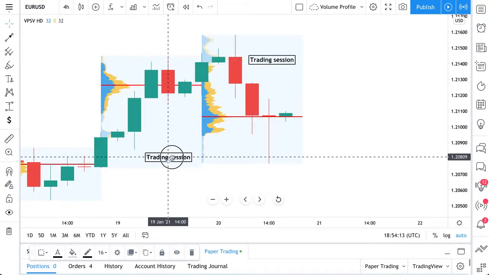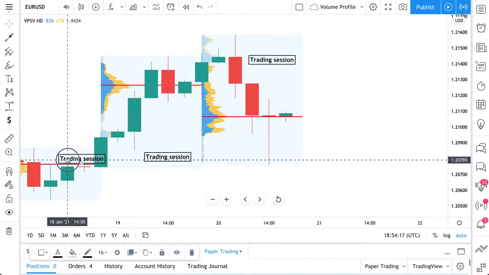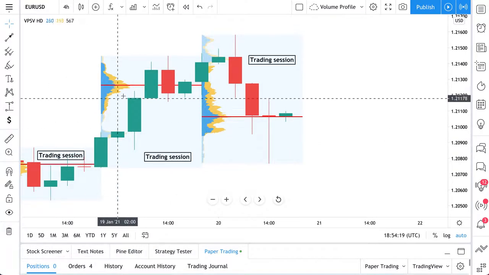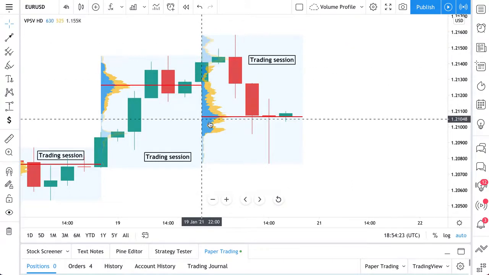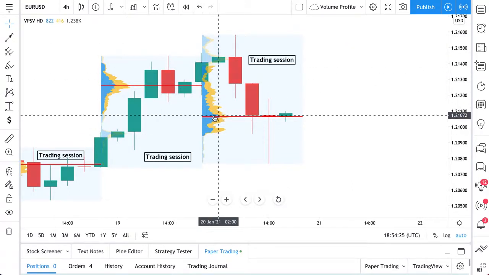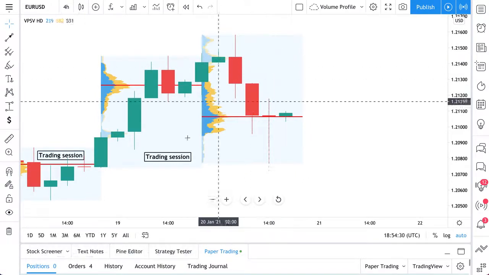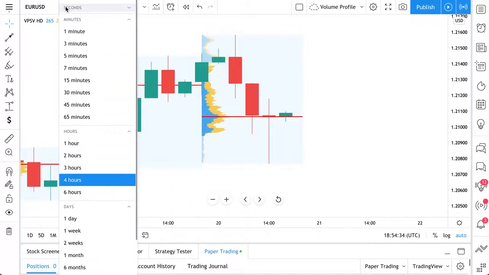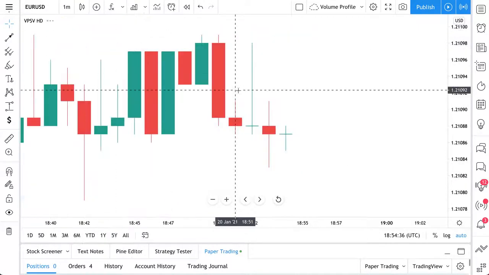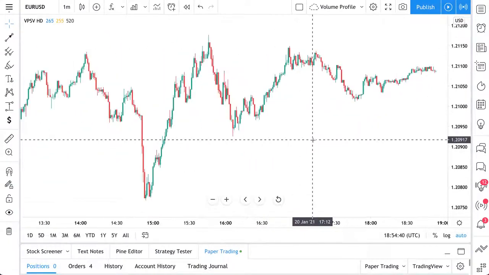This is another trading session. So you get what we're saying? And then, of course, this is another trading session. So each blue area is a trading session, and these volume profiles are telling you where the most trading happened at a price level within this session. Okay, so if you really wanted to do some short-term trading, maybe you wanted to go all the way down to a 1-minute chart. Remember, just for entertainment and educational purposes.